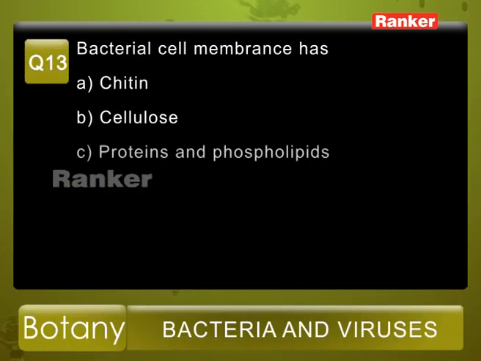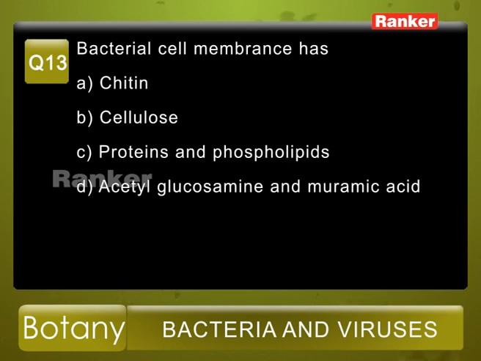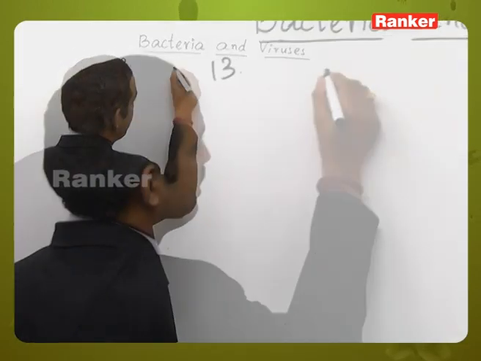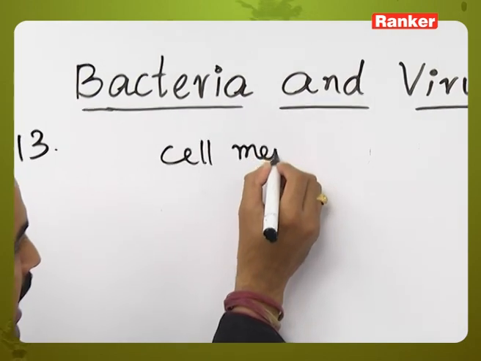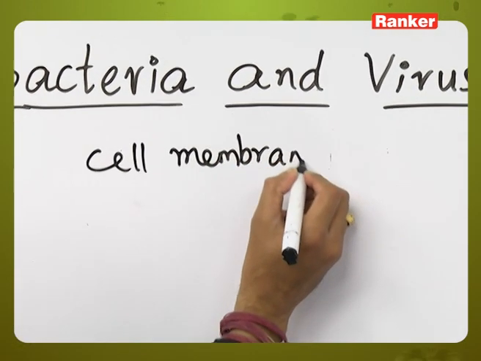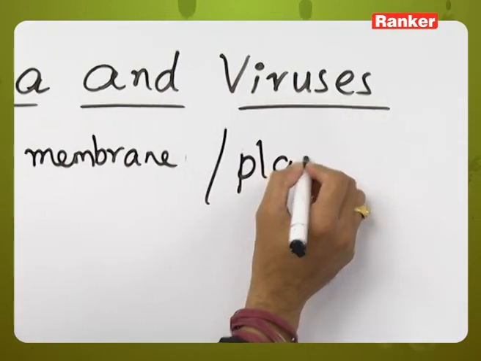Question number 13. Bacterial cell membrane has, the given options are A. chitin, B. cellulose, C. proteins and phospholipids, and D. acetyl glucosamine and muramic acid. So here this is a question related to the cell membrane or plasma membrane.